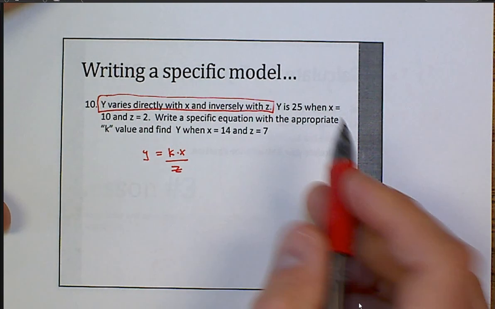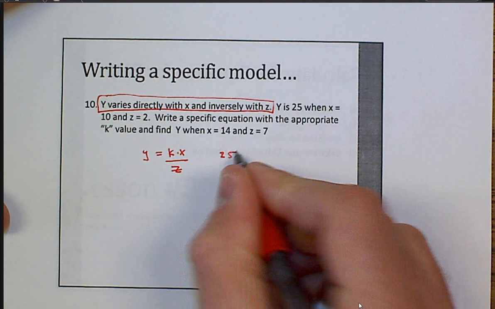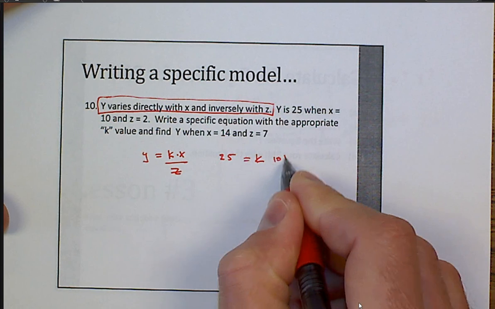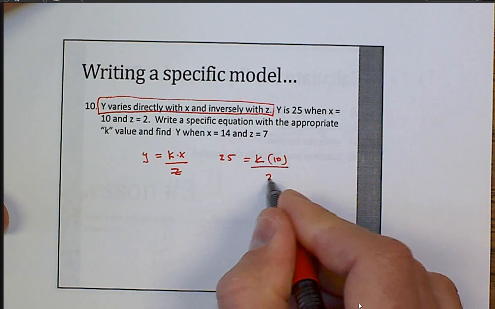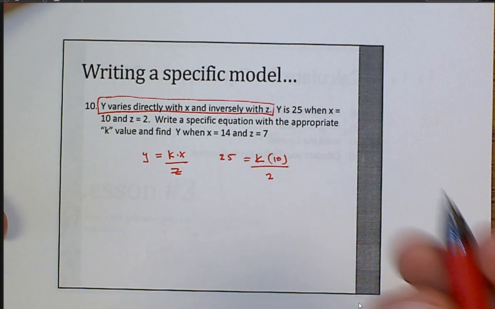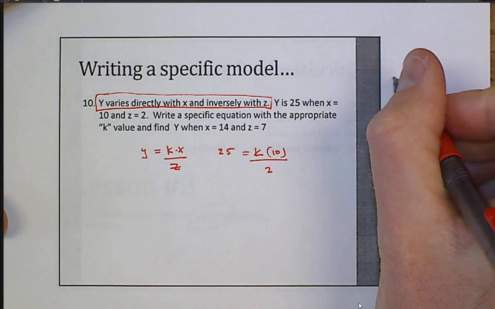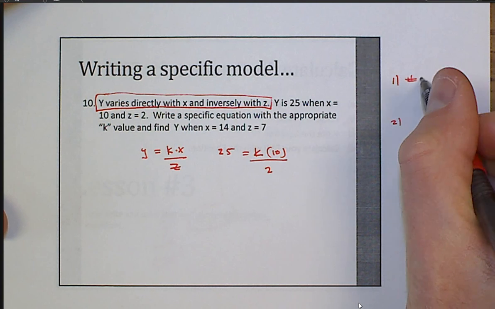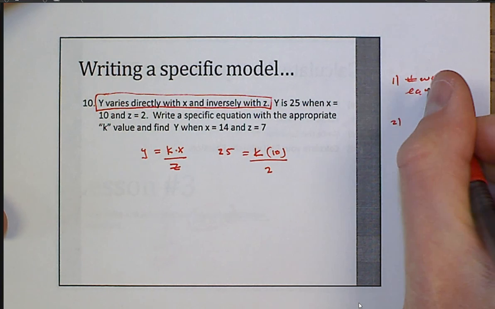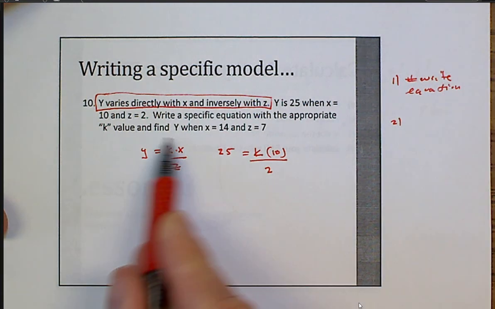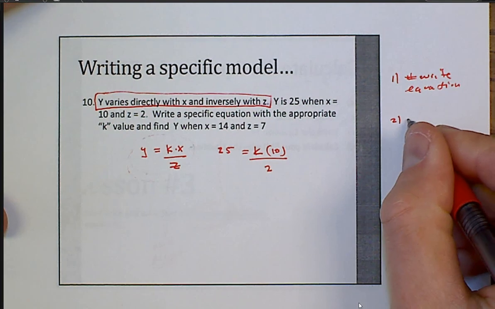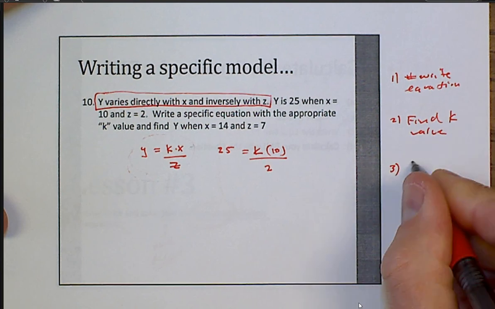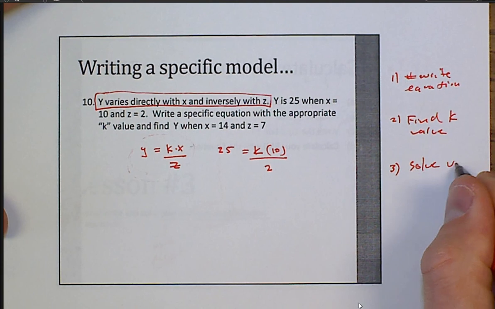Next, y is 25, so plug in 25 for this y here, when x is 10, plug in a 10 there, and z is 2. Write a specific equation. All right, so this pattern is repeating itself in all 3 lessons, right? Number 1, write the equation. Number 2, you have to find your k value. Number 3, solve for whatever variable they want you to solve for.